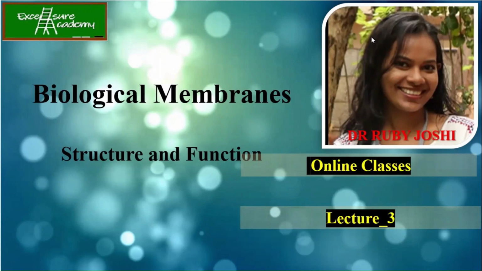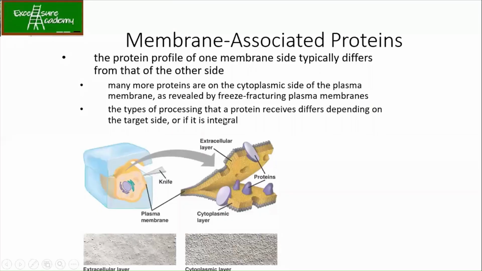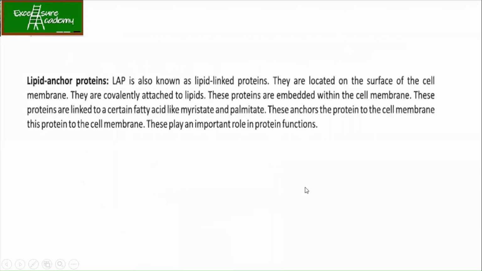So we were discussing the plasma membrane phospholipids, right? In yesterday's lecture we discussed the composition of the outer and the inner leaflet of a plasma membrane. This is the same diagram we were discussing. We saw that on the outer layer we see only the protruding integral proteins, and here we see both integral as well as peripheral proteins, right?